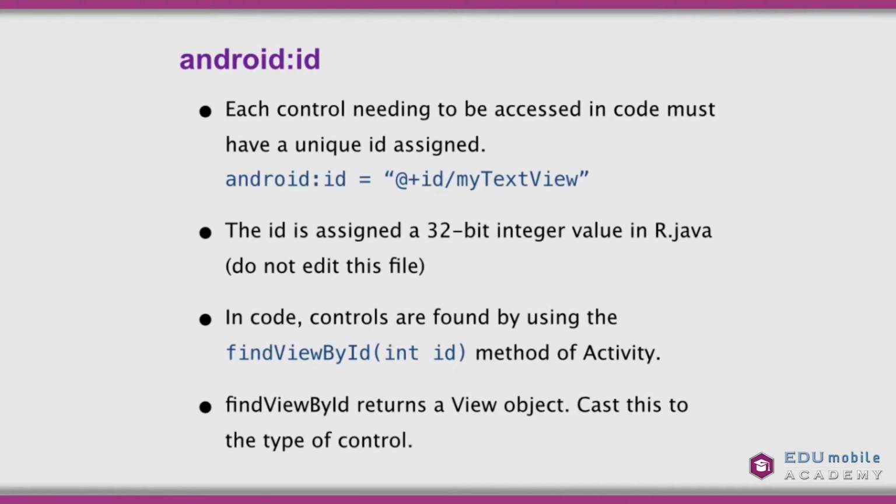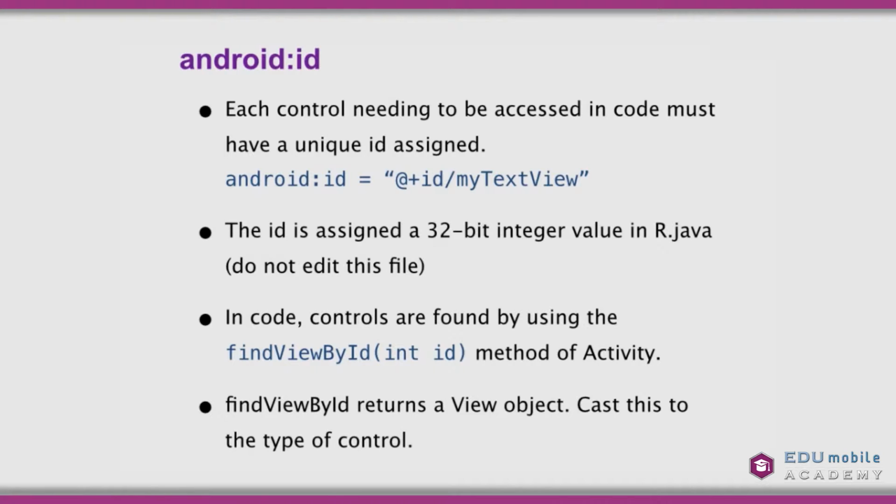So let's talk about this Android ID thing. Every control that we need to access in code, passively mostly, but sometimes also actively. Basically, if we are going to change something about that control, every control we need to access in the code must have a unique ID assigned to it. This is a 32-bit integer value, and it is placed for us in R.java. Once again, probably the last reminder, but please remember, do not ever edit this file.